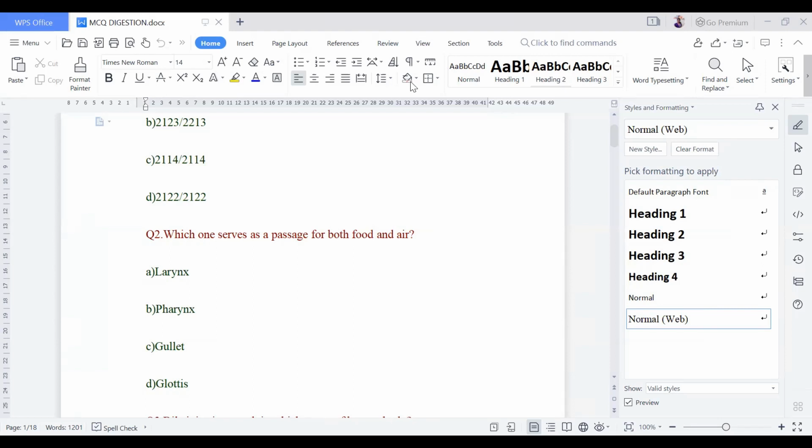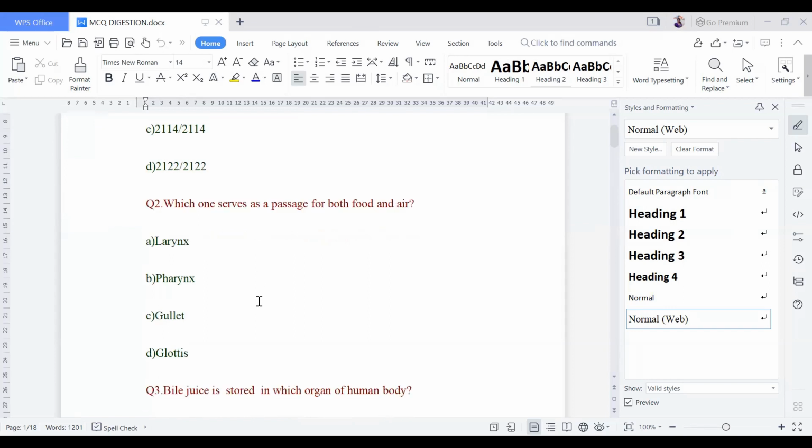Okay. So here, the correct answer is option B, that is pharynx. Pharynx acts as a passage which will be divided as food pipe and windpipe later. So there, the air and food passage is the same small area, which is called pharynx.